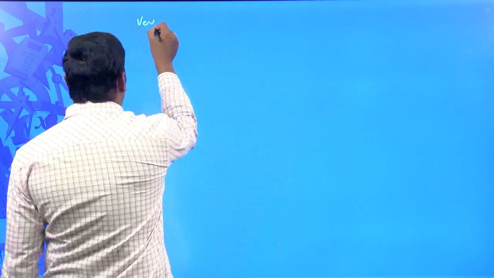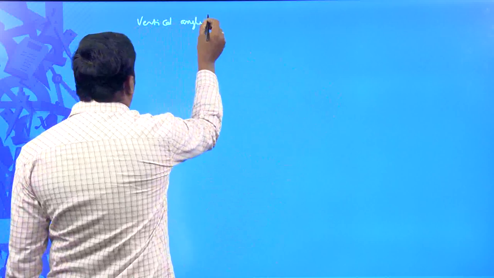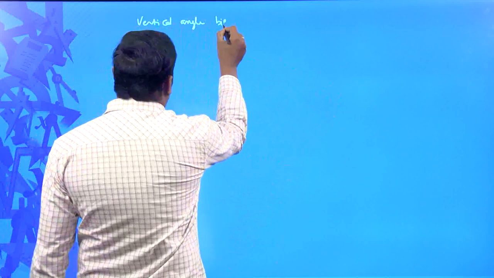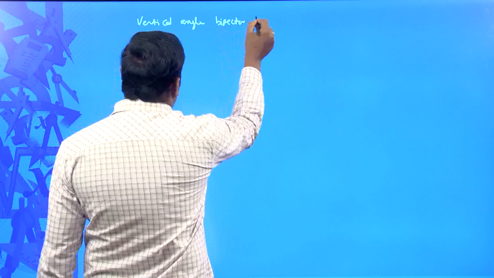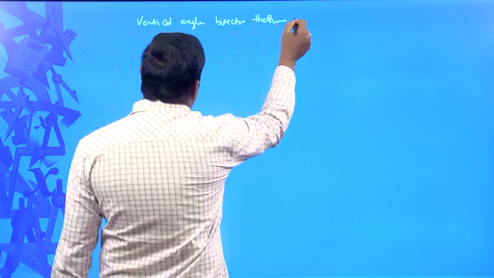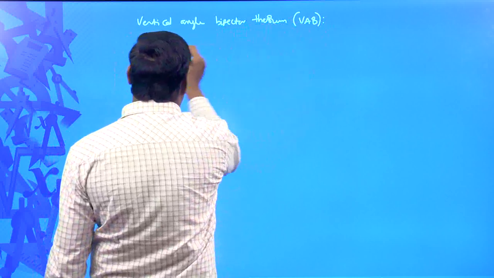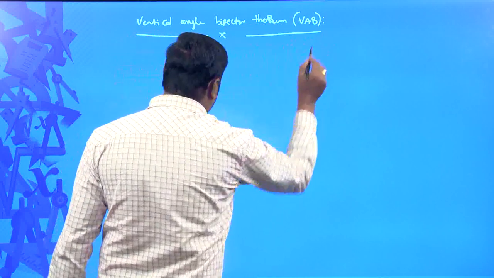Vertical angle bisector theorem, vertical angle bisector theorem. This theorem is also called the VAB theorem, that is, vertical angle bisector theorem.